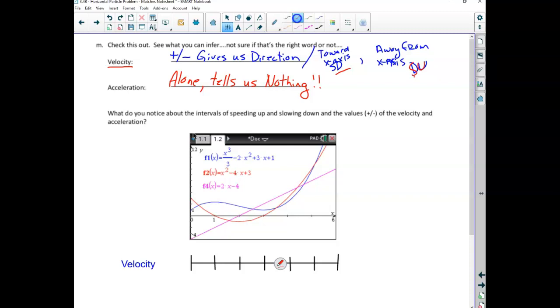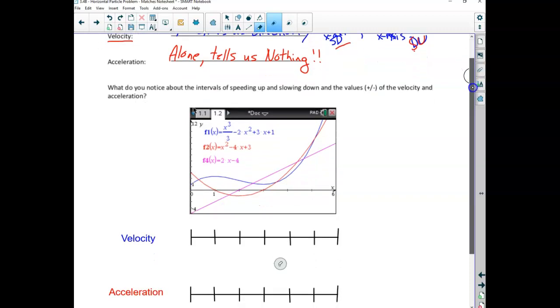What does the velocity tell me? Here's my velocity curve. Across that whole interval, I slowed down and I sped up, looking at my position. So just looking at the acceleration graph tells me nothing. Okay, so what is it good for? Well, let's compare some graphs here now.